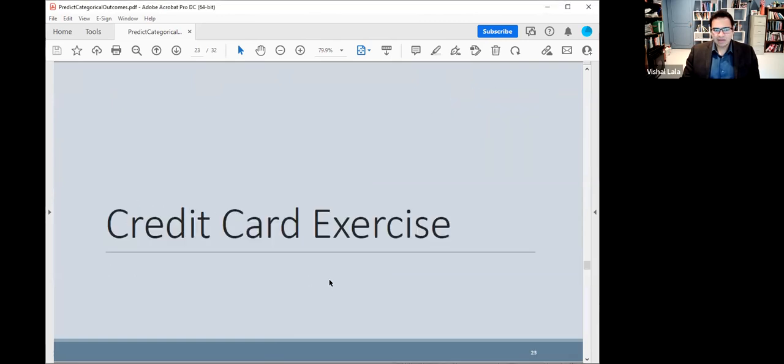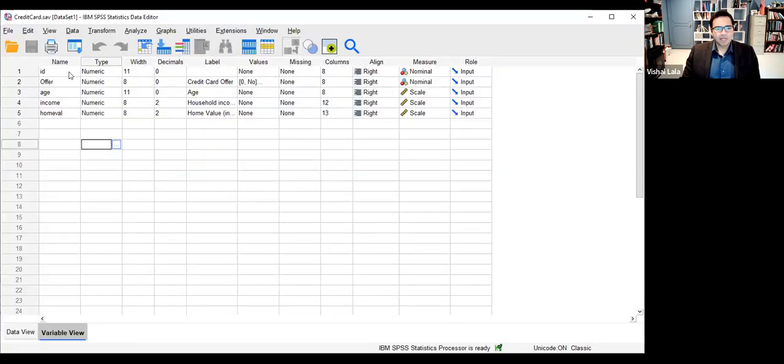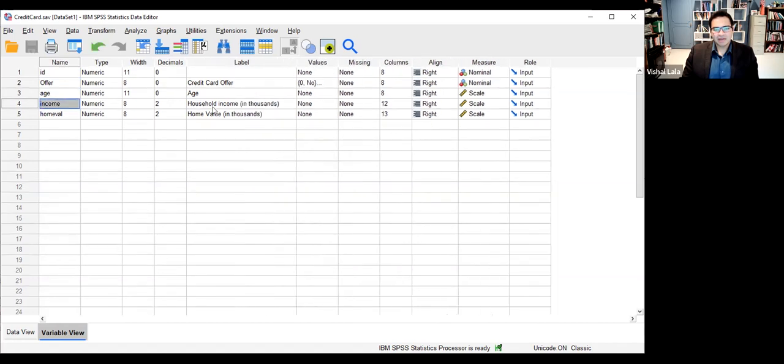Our data set is right here. It's a very simple data set. We have an ID variable, offer, which refers to whether or not somebody accepted a credit card offer, their age in years, their income in thousands of dollars, and their home value in thousands of dollars.